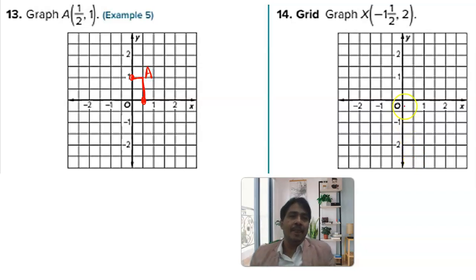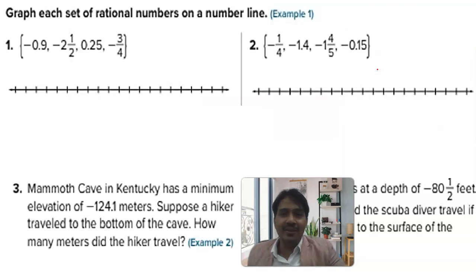Simple, easy. Now minus 1.5 on the x-axis, minus 1.5. Minus 1.5 is this point and 2 is this point. So the answer is this. This is x. Minus 1.5 and 2. Yes? Perfect. So I finished the coordinate system here.